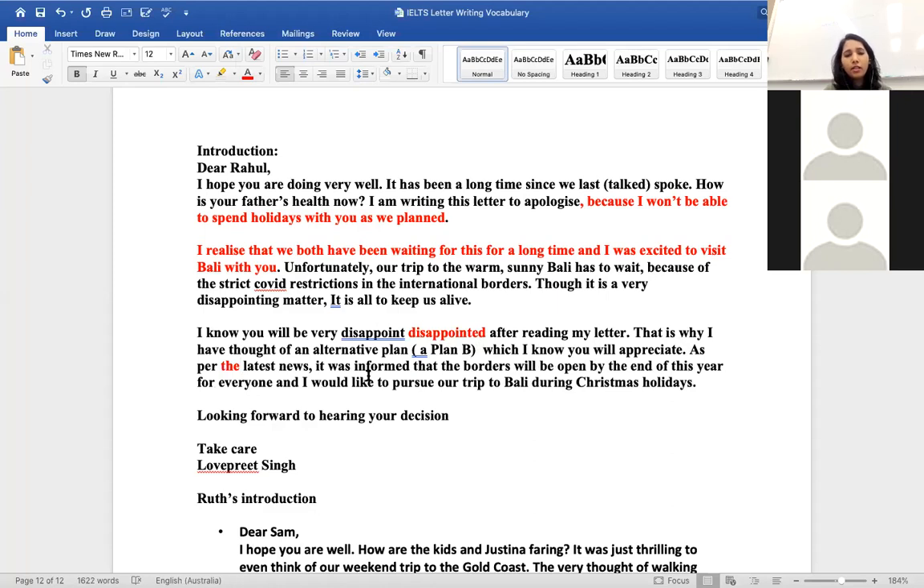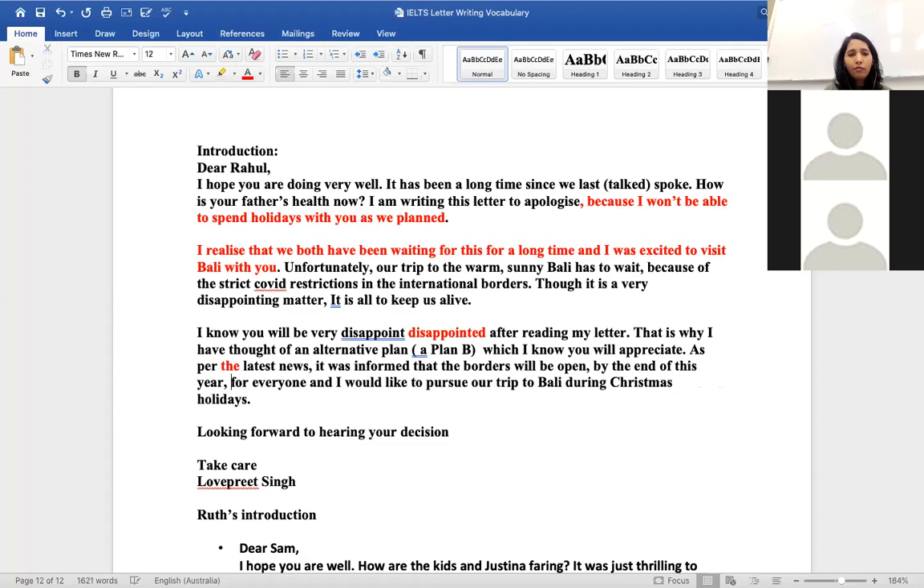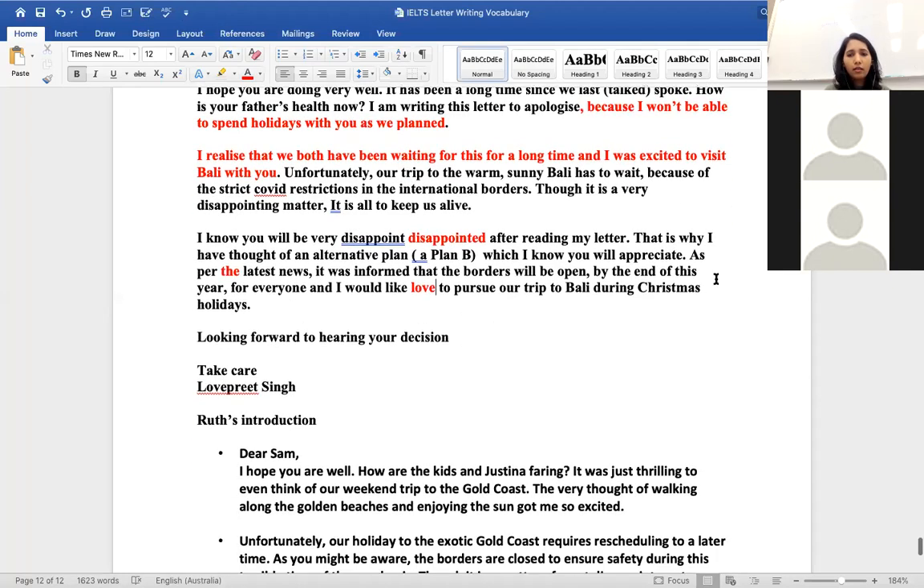The latest news, it was informed that the borders will be open by the end of this year for everyone. So you'll put a comma here: borders will be open by the end of this year for everyone. And instead of "I would", you can put the word "love" because you're really excited. I would love to pursue our trip to Bali during Christmas. So you could say, I'd love to pursue a trip to Bali during the Christmas holidays.